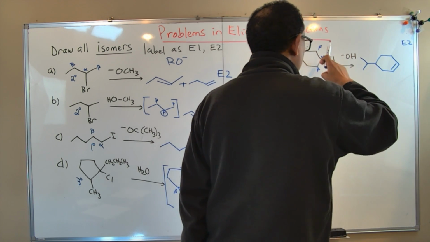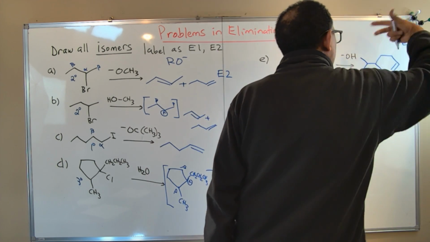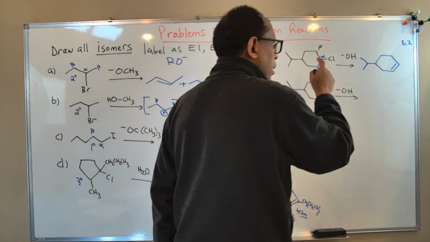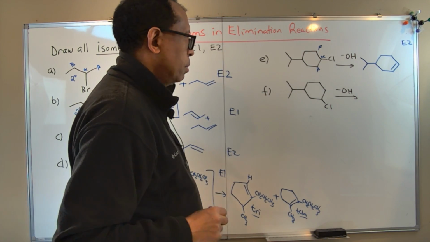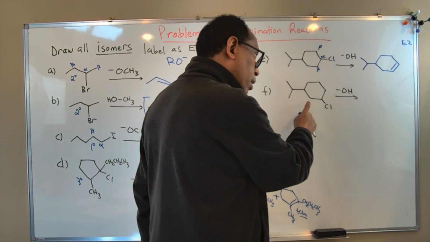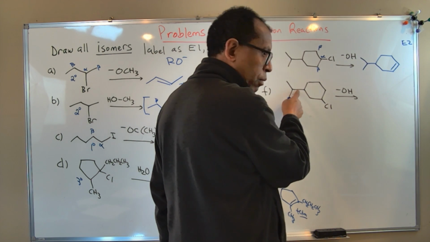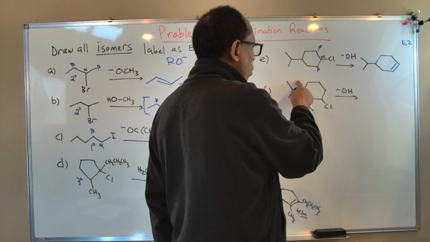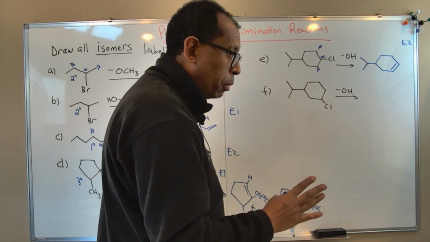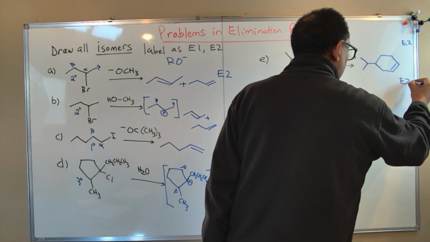It could be from here or from there. It doesn't matter. If you just turn it, it will be the same product. So it is only one isomer you could get. But for this one, since the position of the chloride relative to this substituent is different, if you go that way and this way, then you could get different isomers. Still, it is an E2.